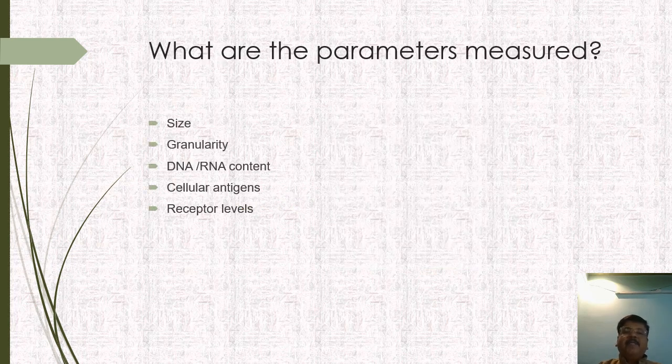So what are the parameters measured? The parameters measured are size, then granularity, DNA RNA content, cellular antigens, and receptor levels. So these are the various parameters used to analyze the number of the cells.